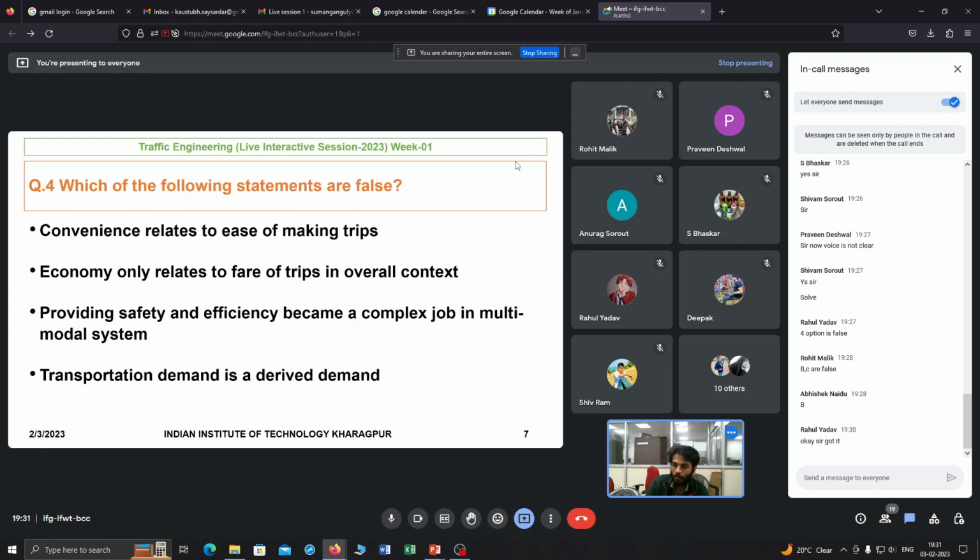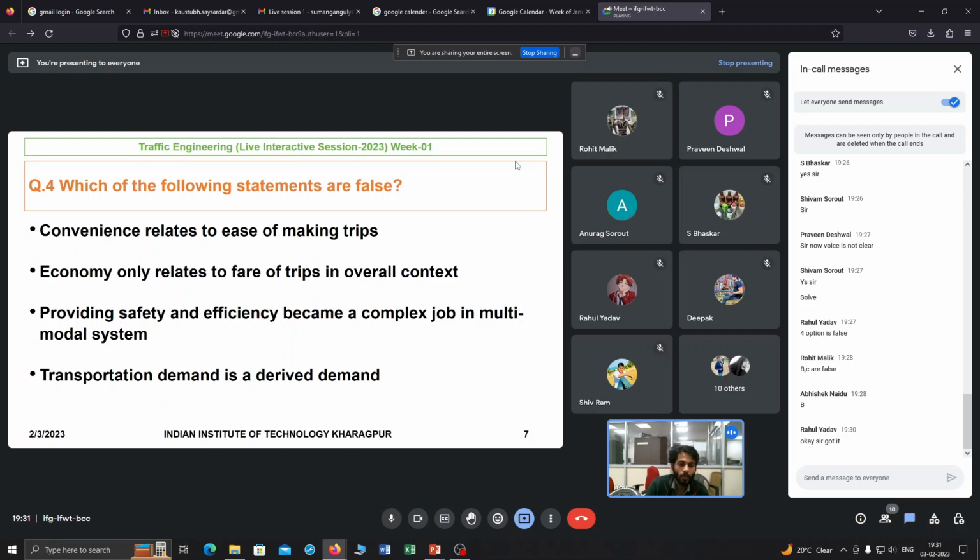another thing about the multimodal system is that suppose initially you have a car, you want to travel with a personal vehicle.